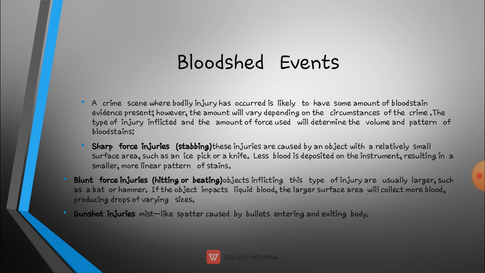Bloodshed events. How the blood exits from the body may be a crime scene event, or intentional or unintentional; someone may beat or hit himself, which results in bloodshed. A crime scene where bodily injury has occurred is likely to have some amount of blood stain evidence present. However, the amount will vary depending on the circumstances. The type of injury and the amount of force used will determine the volume and pattern of blood.